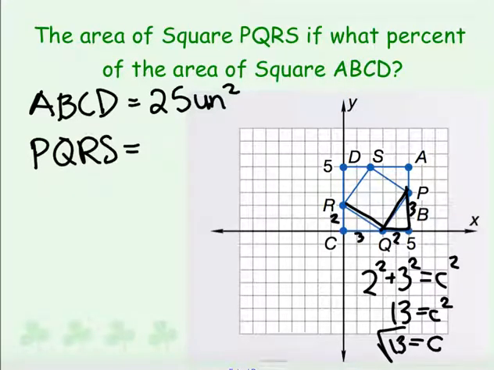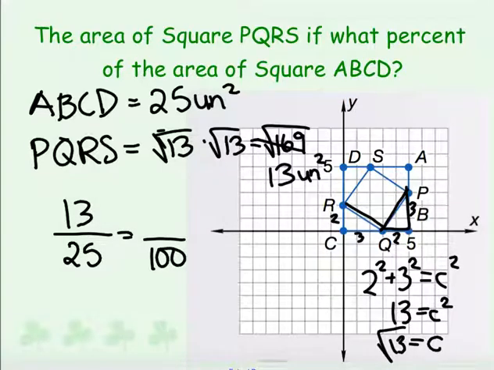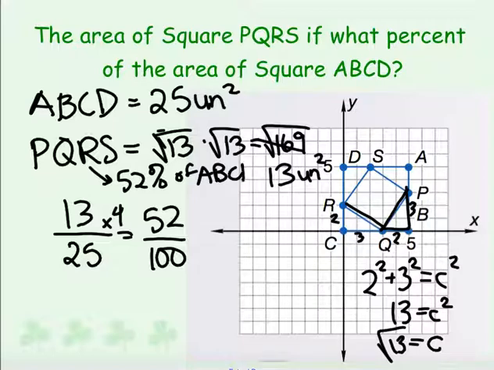So we can say that PQRS is the square root of 13 times the square root of 13, which means that I get the square root of 169, which is just 13 units squared. So what percent do we have? Well, the part that we have is 13 out of the whole 25. I could get this to 100% by multiplying by 4, so we get 52, meaning that our small square is 52% of ABCD. So we have to find the areas of both and then divide them.